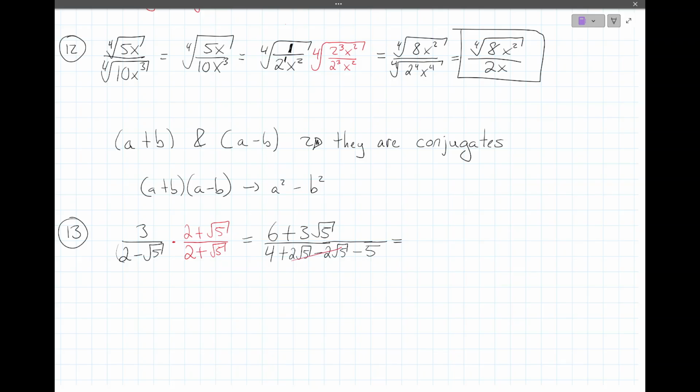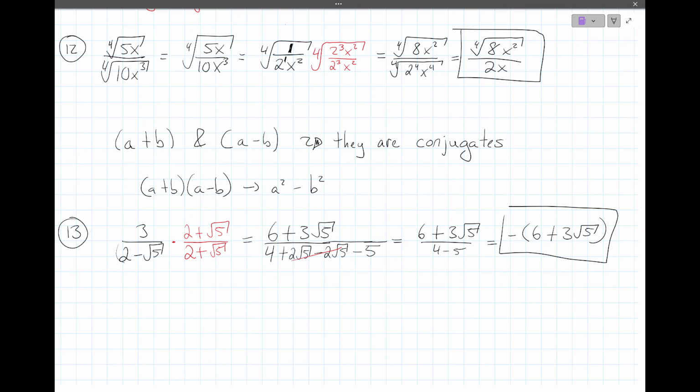This middle piece goes away. That's just going to be 0. 2 root 5 minus 2 root 5 is just 0, as we learned in the last lesson. So I'm going to get 6 plus 3 root 5, and then 4 minus 5 is negative 1. So I'm just going to get negative 6 plus 3 root 5. In this case, we actually got rid of the denominator altogether.